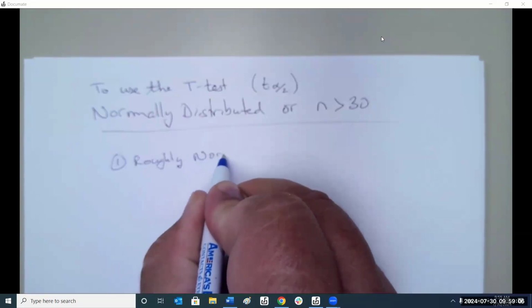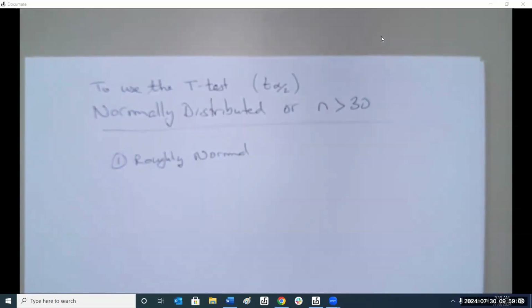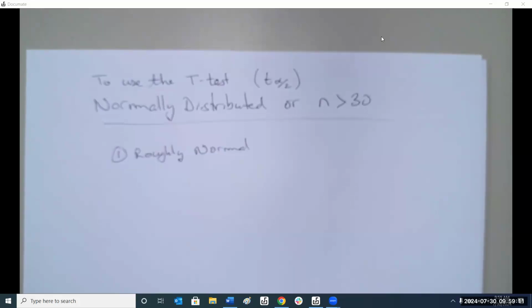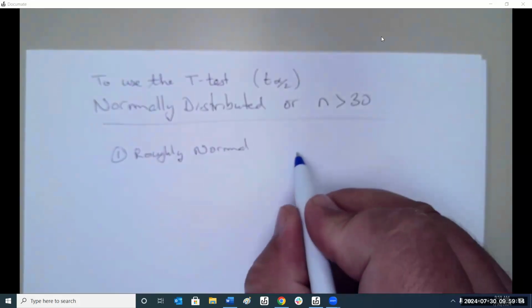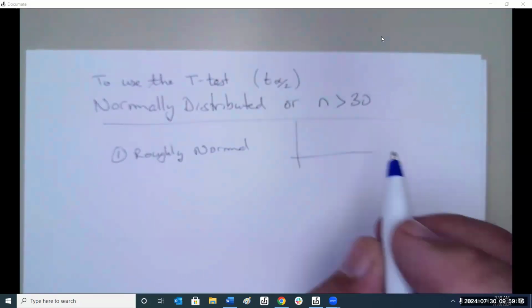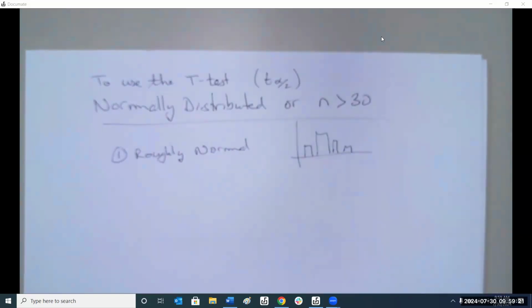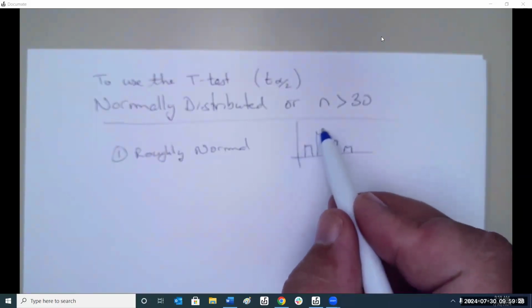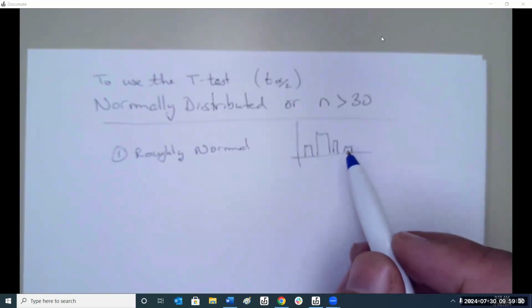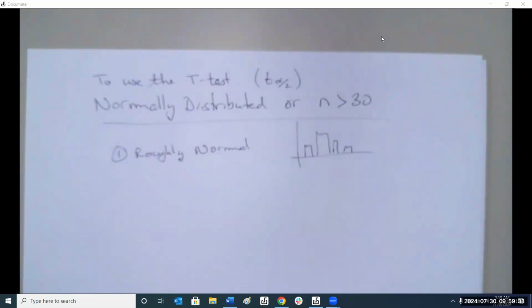roughly normal. What does roughly normal mean? If we were looking at a bar chart, is that normally distributed? Is it roughly normally distributed? Yeah, because it goes up, it reaches a maximum, and it goes back down. So that's what we mean by roughly normal. It has that basic shape.